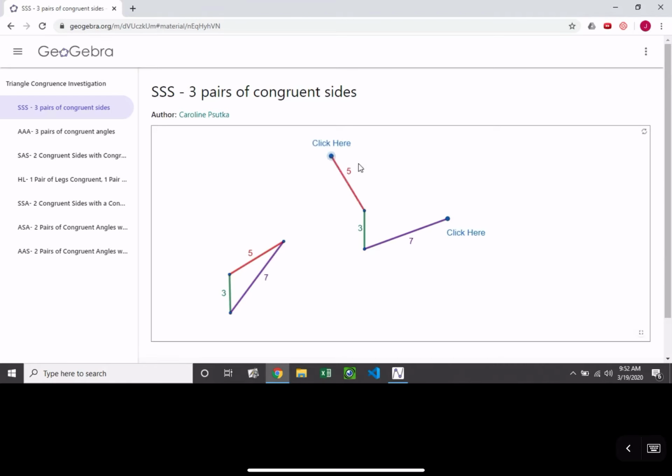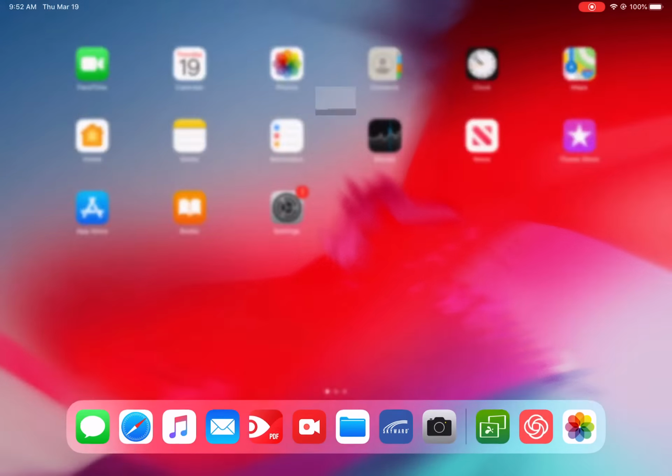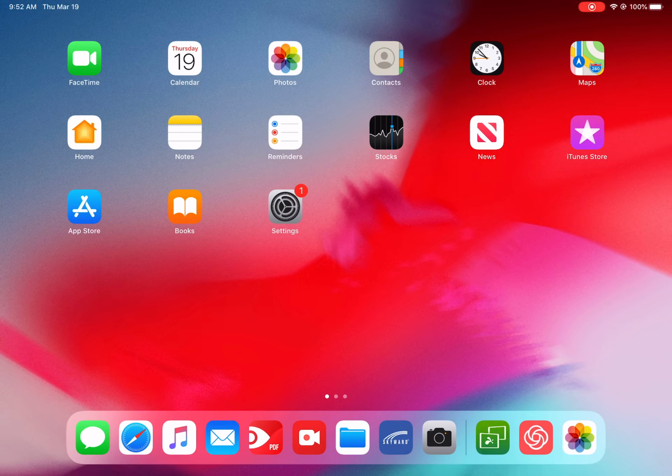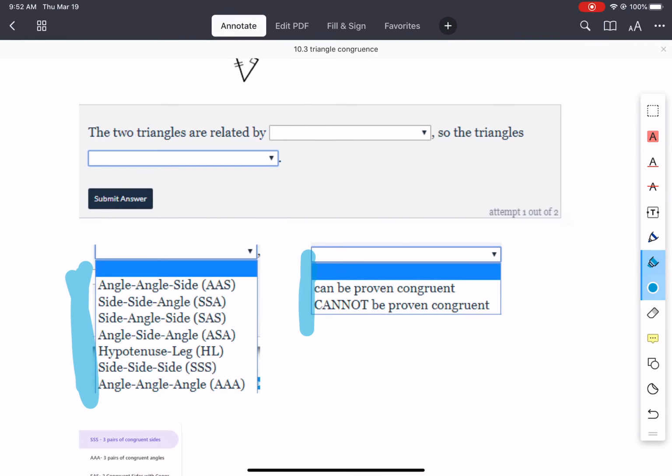So I can move this one, right? Whatever angle I want works, but the side lengths are all set. And there's really only one spot where those align, and that makes a congruent triangle. So for side, side, side, here it is. Side, side, side can be proven.